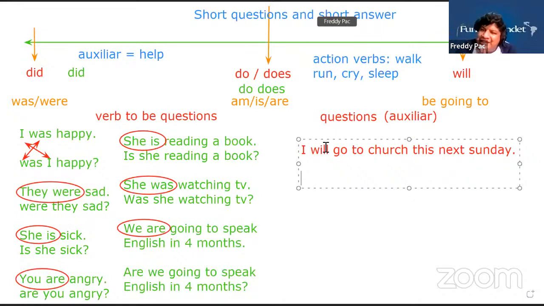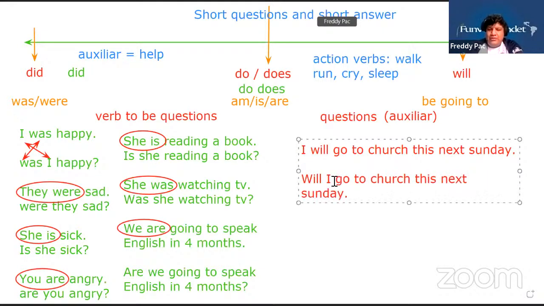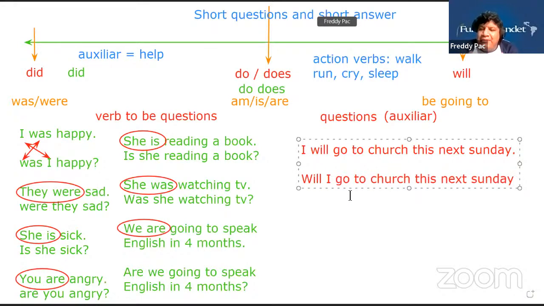So look, in this case, it is easier because we already have the auxiliary, right? We don't have to see, oh, it is do or does, or it is did. No, we already have the auxiliary. I copy, but since I am having the auxiliary, I'm going to take it off and I will put it at the beginning. Will I go to the church this next Sunday? That's the only thing that I have to do. And what am I missing if I want it to be a question?